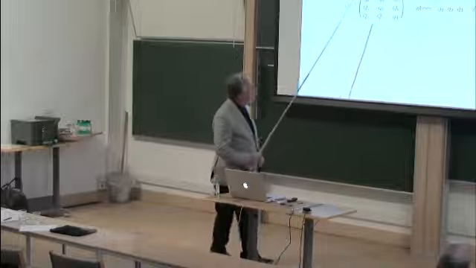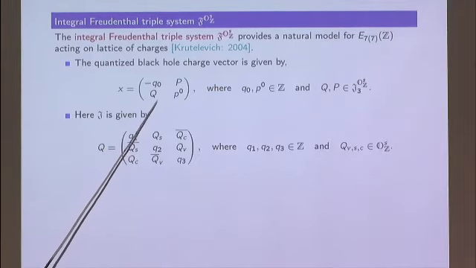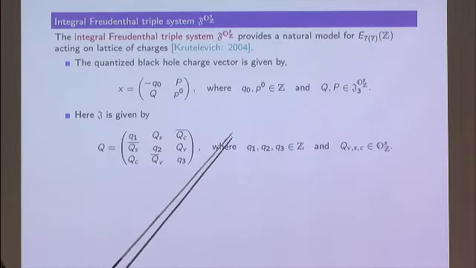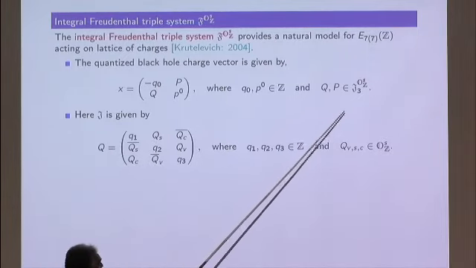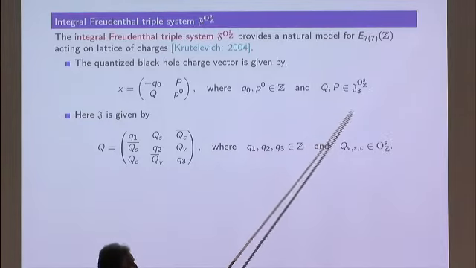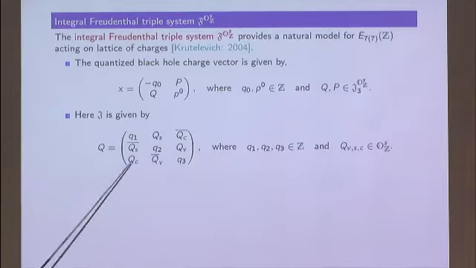So let me just remind you again how it looks. We've got a black hole with 56 charges, Q0, P0 are two of them, the other 27 here and 27 there, where these belong to the integers and these belong to the cubic Jordan algebra over the split octonions, but now the integer split octonions. So they look like that.